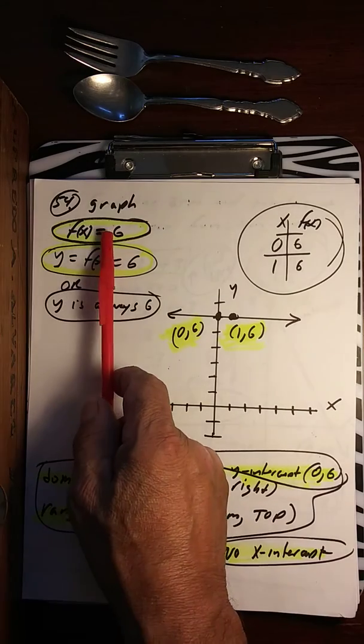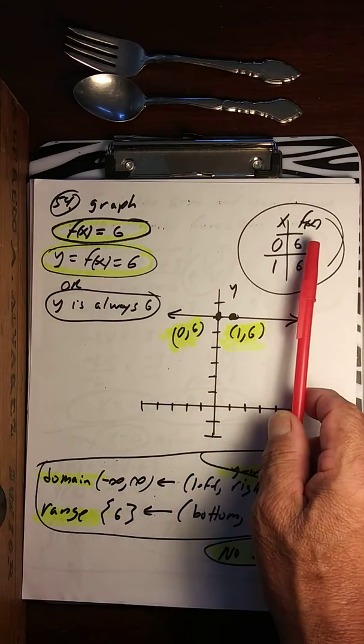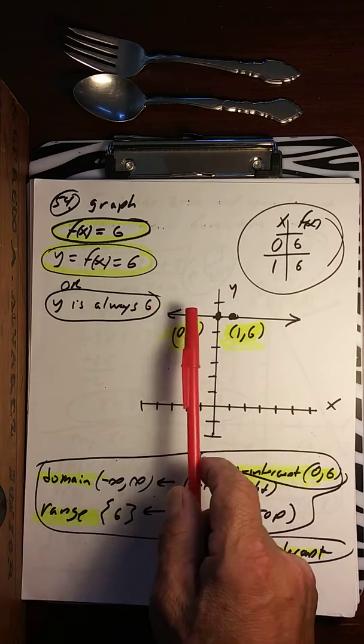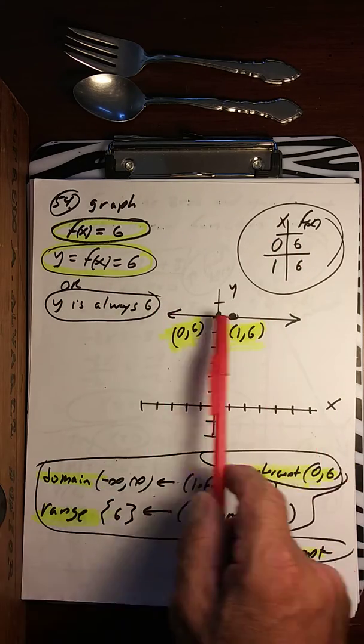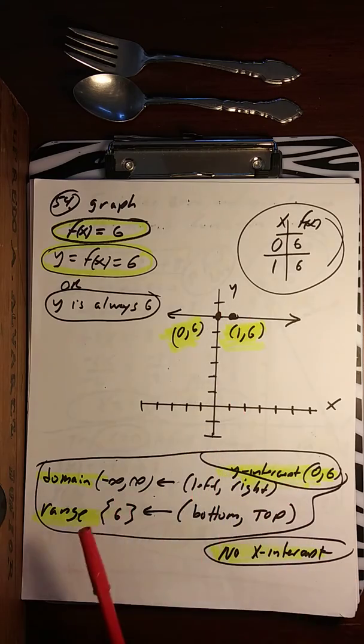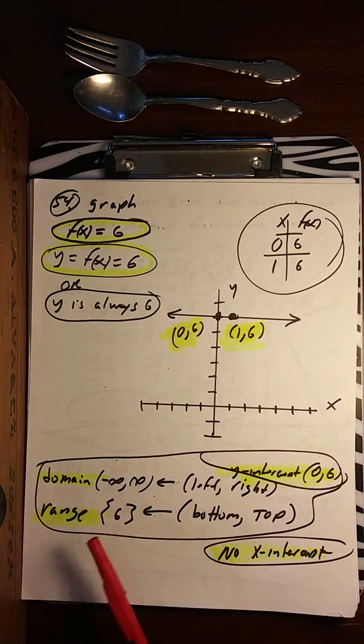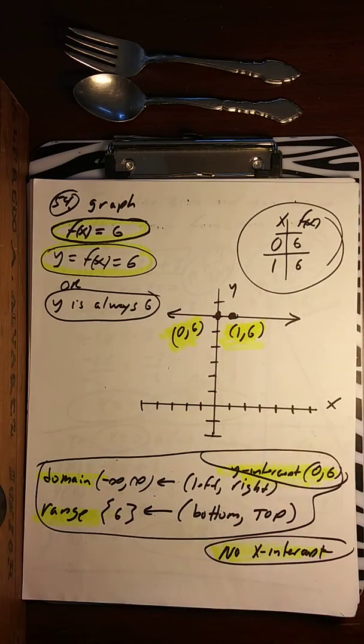F of x is 6 always. So it's 6, 6, no matter what you put in there. You can put 0 is a 6, 1 is a 6. So it's a horizontal line like this. That's it. It's always going to be 6. So domain of this is negative infinity to infinity. And the range is going to be just 6. That's it. No x-intercept. The y-intercept is at 0, 6.